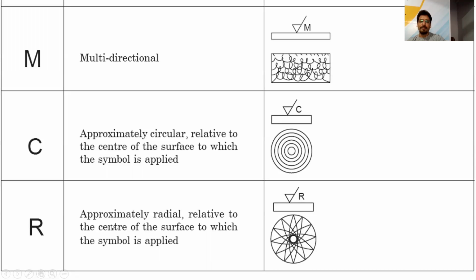Next is radial lay, approximately radial relative to the center of the surface to which the symbol is applied. When you do the radial milling, you will get a structure like this, and the symbol of the radial lay is R. It is represented by the letter R. So this is your radial lay. So these are the types of lay. First we will learn parallel lay, perpendicular lay, then multidirectional lay, radial lay, cross lay, and circular lay.